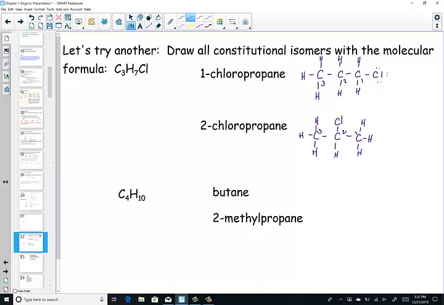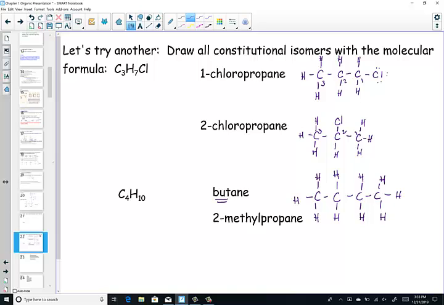And what about thinking about butane in terms of the C4H10? You could put all 4 carbons in a row, complete all of those hydrogens, and we end up with CH3, CH2, CH2, and then a CH3 at the opposite end. We're learning that 4 carbons will have the prefix but, as in butane.